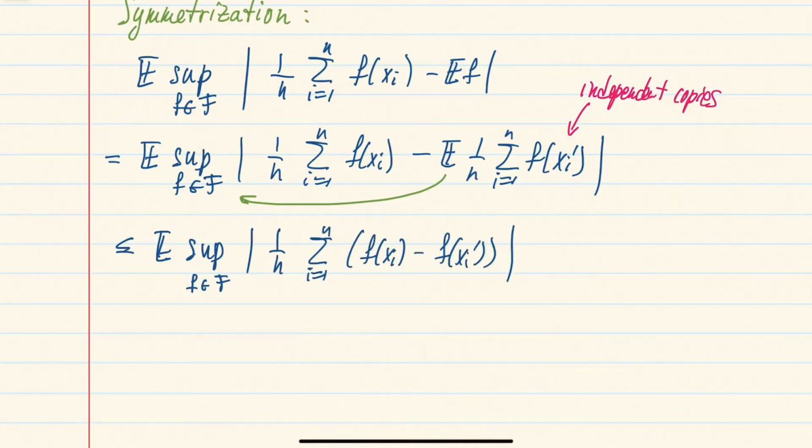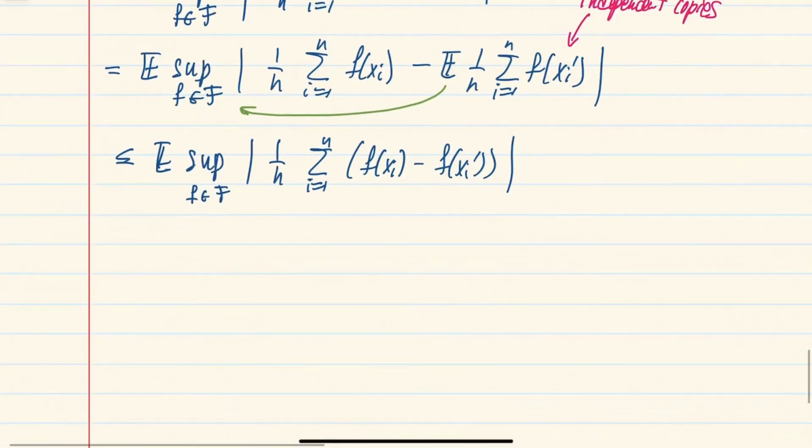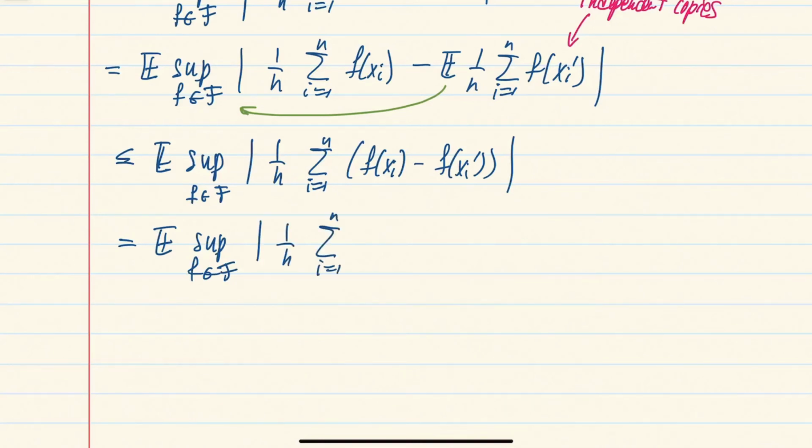Okay, in other words, the expectation on the outside is both in xi and xi prime. Next, we notice, basically by symmetry, that when you write the supremum here, you can put any sign in front of this difference. So here you can put either plus or minus f of xi minus f of xi prime, where the choice of the sign can be whatever you like in front of any i.